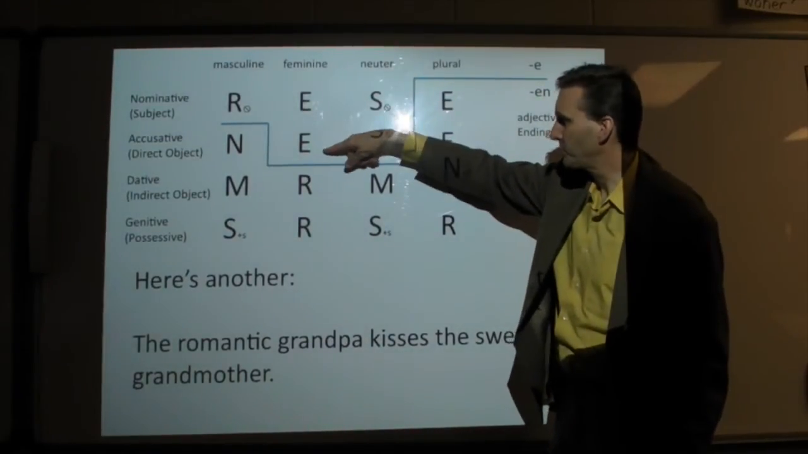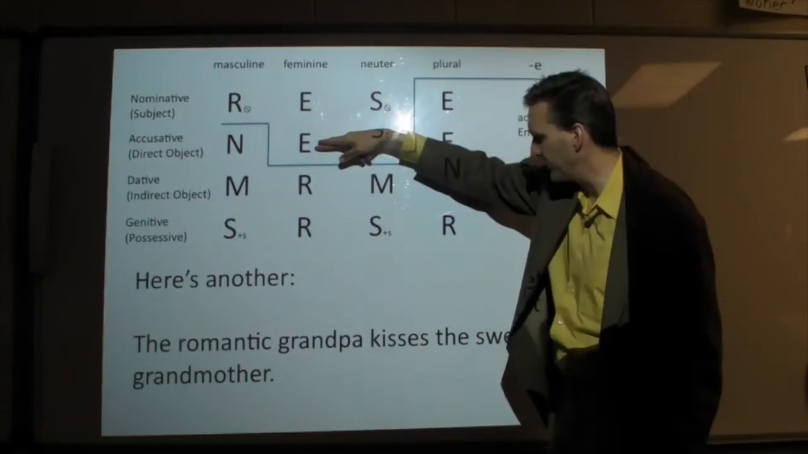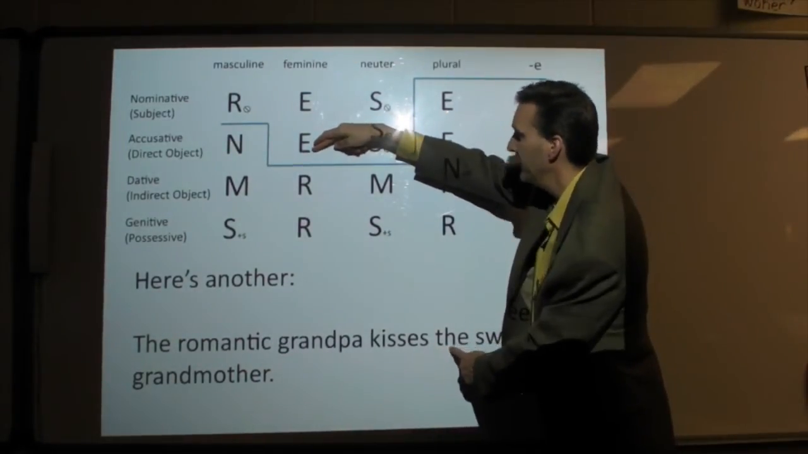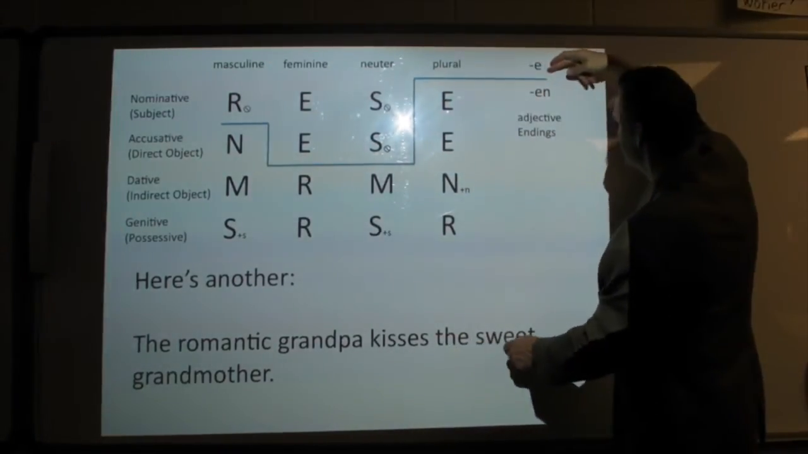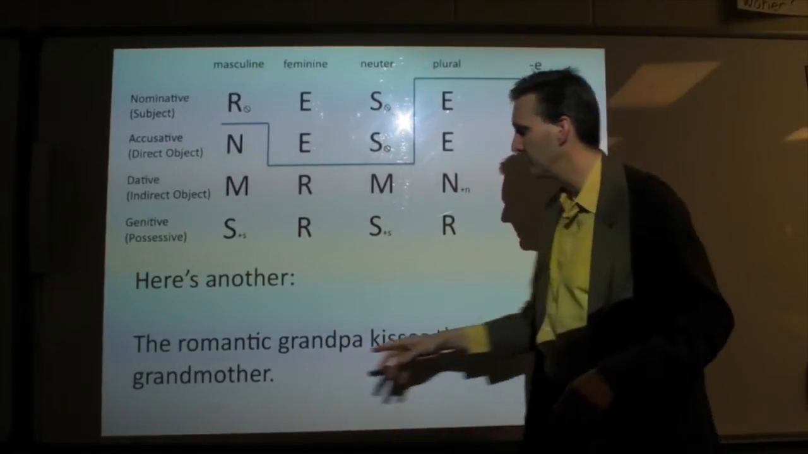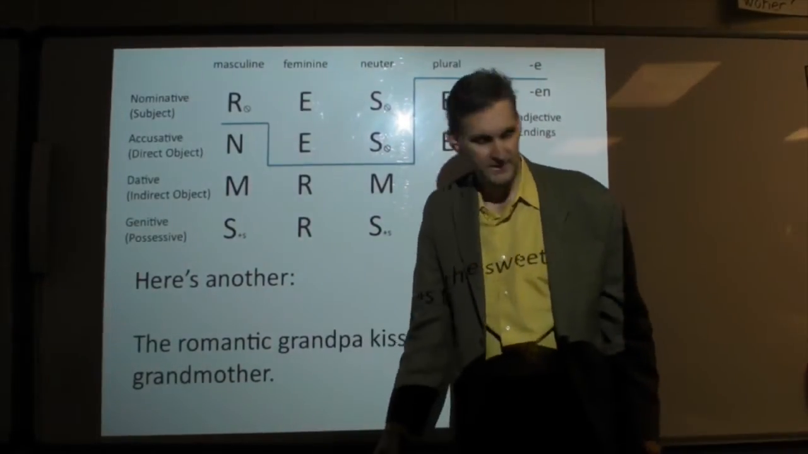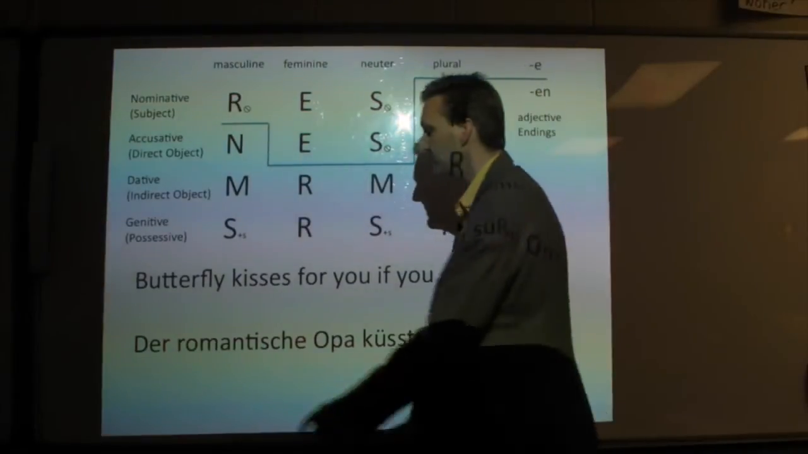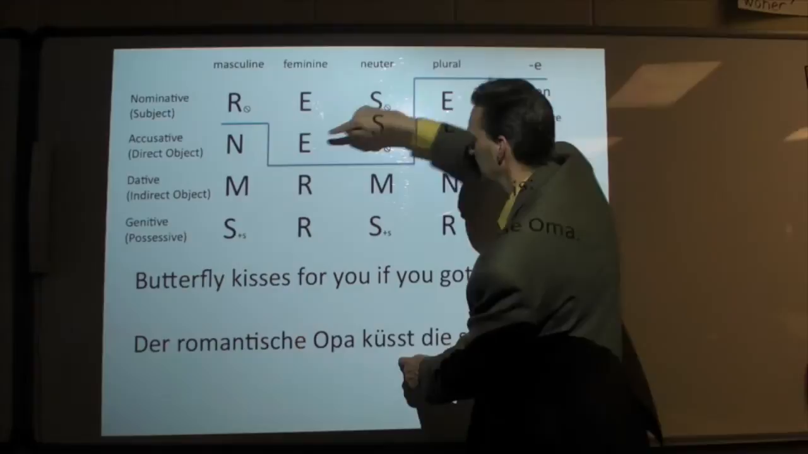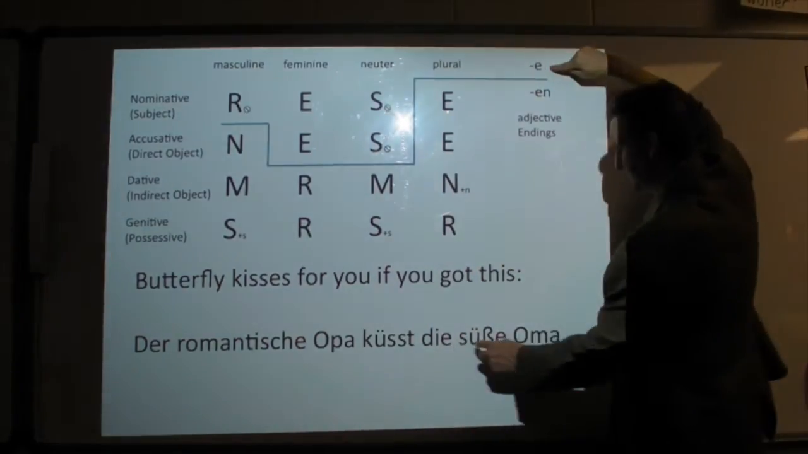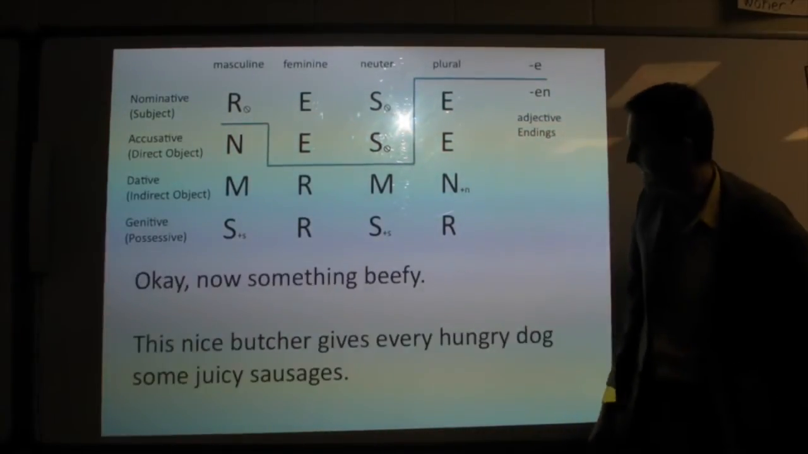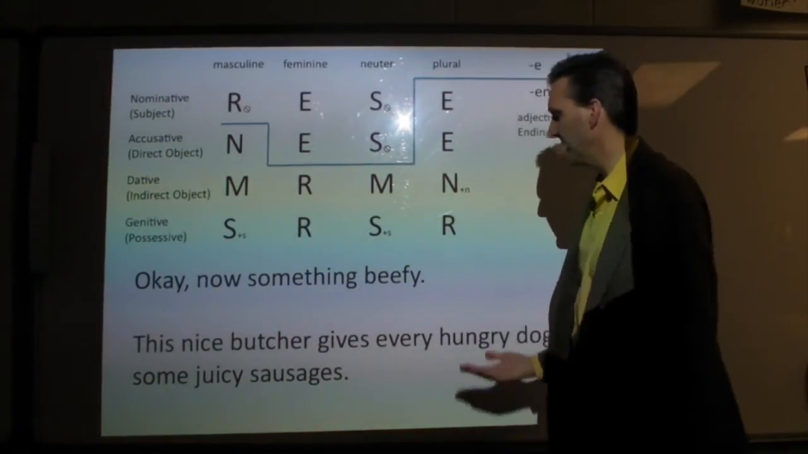And feminine, direct object right there. No orphaning or anything to worry about there. We have die. It's above the line. So sweet is going to need this E here. Süße Großmutter or Oma. So let's look at that again. We have der romantische Opa küsst die süße Oma. How are we doing so far? Are we getting there? Okay, now try this one.